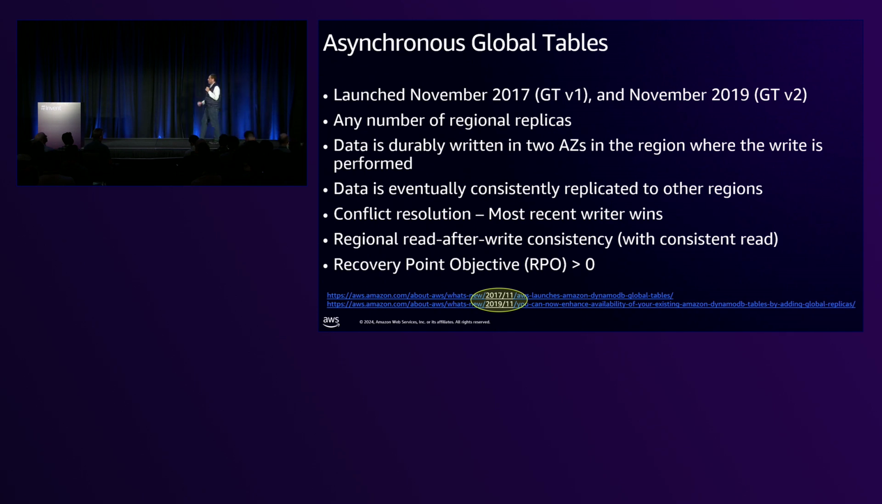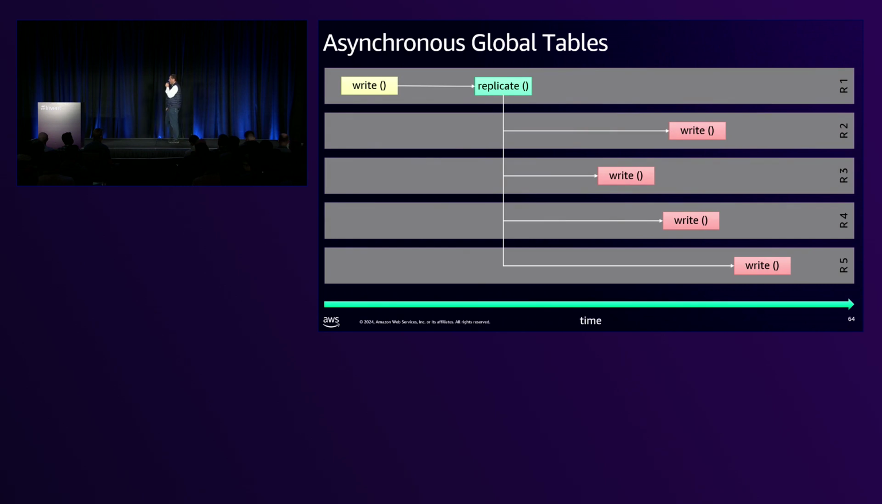This class of global tables is what we've had for a while. Let me try and show it to you in pictures. Here I have 5 regions, region 1, 2, 3, 4, 5. I do a write in the first region. Once the write is done, it's a regional write, which means it's written in 2 AZs. The third AZ is eventually consistently written, but then there's a replication to the other regions.